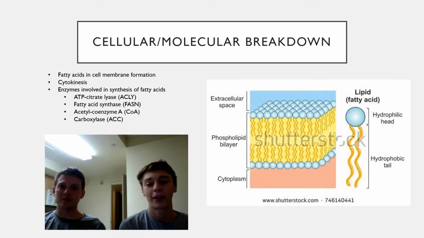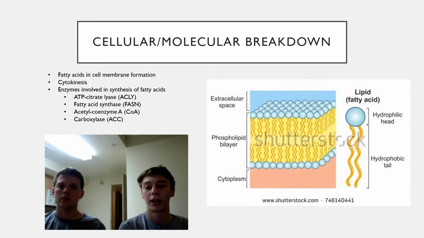So now to look at fatty acid metabolism on the cellular molecular level, we're going to be looking at the cell membrane on the right side of the screen. Cell membrane is made out of a phospholipid bilayer. Phospholipid bilayer is amphipathic, which means it has a hydrophilic and hydrophobic region. The phospholipid bilayer is made out of fatty acids. So fatty acids are essential to cell membrane formation.